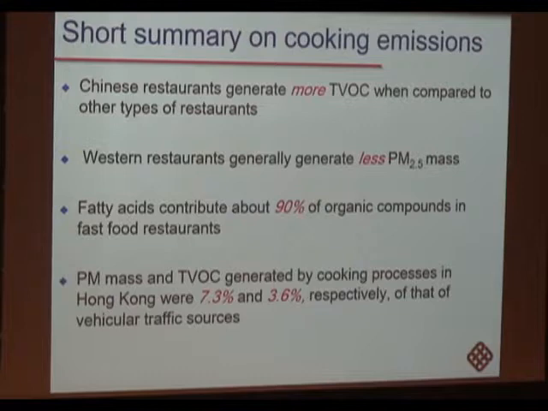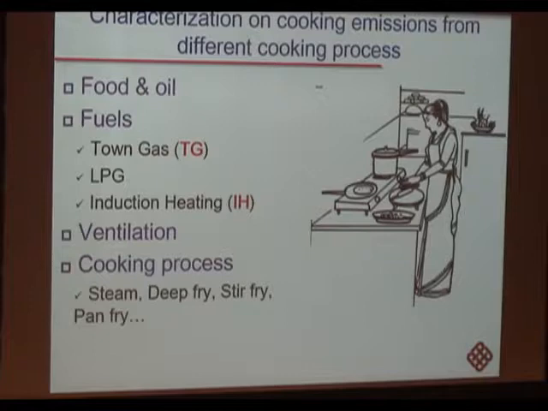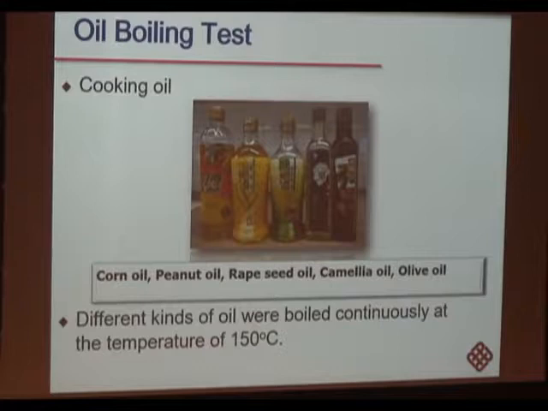So we also did several studies focused on cooking. This study is interesting. It tried to look at the emission from different cooking processes, also different cooking oils, and also different cooking fuels. Eventually you get these three emissions together and look at them. This is a typical cooking oil that we use in Hong Kong: corn oil, peanut oil, rapeseed oil, canola oil. Different oils actually have different burning points, which leads to different emissions.